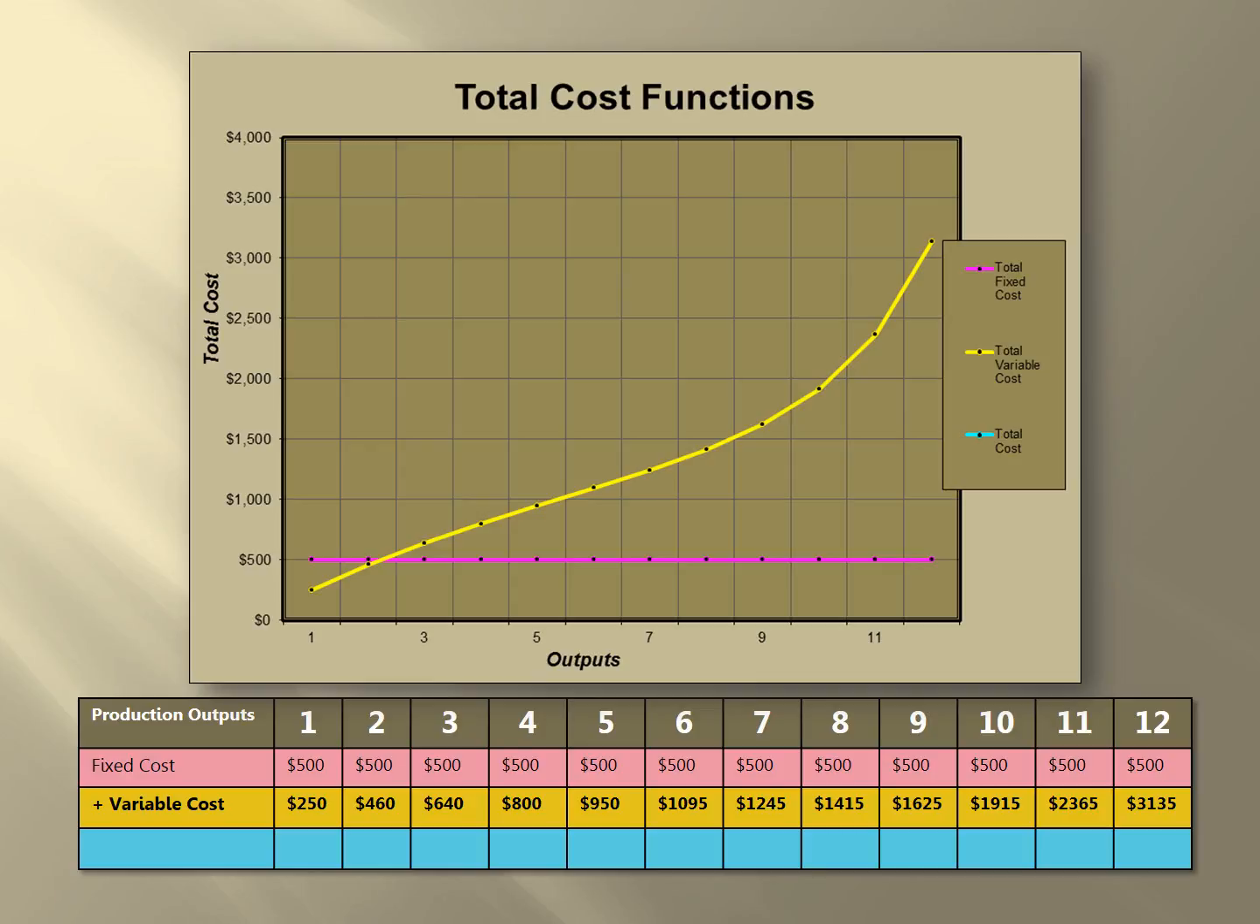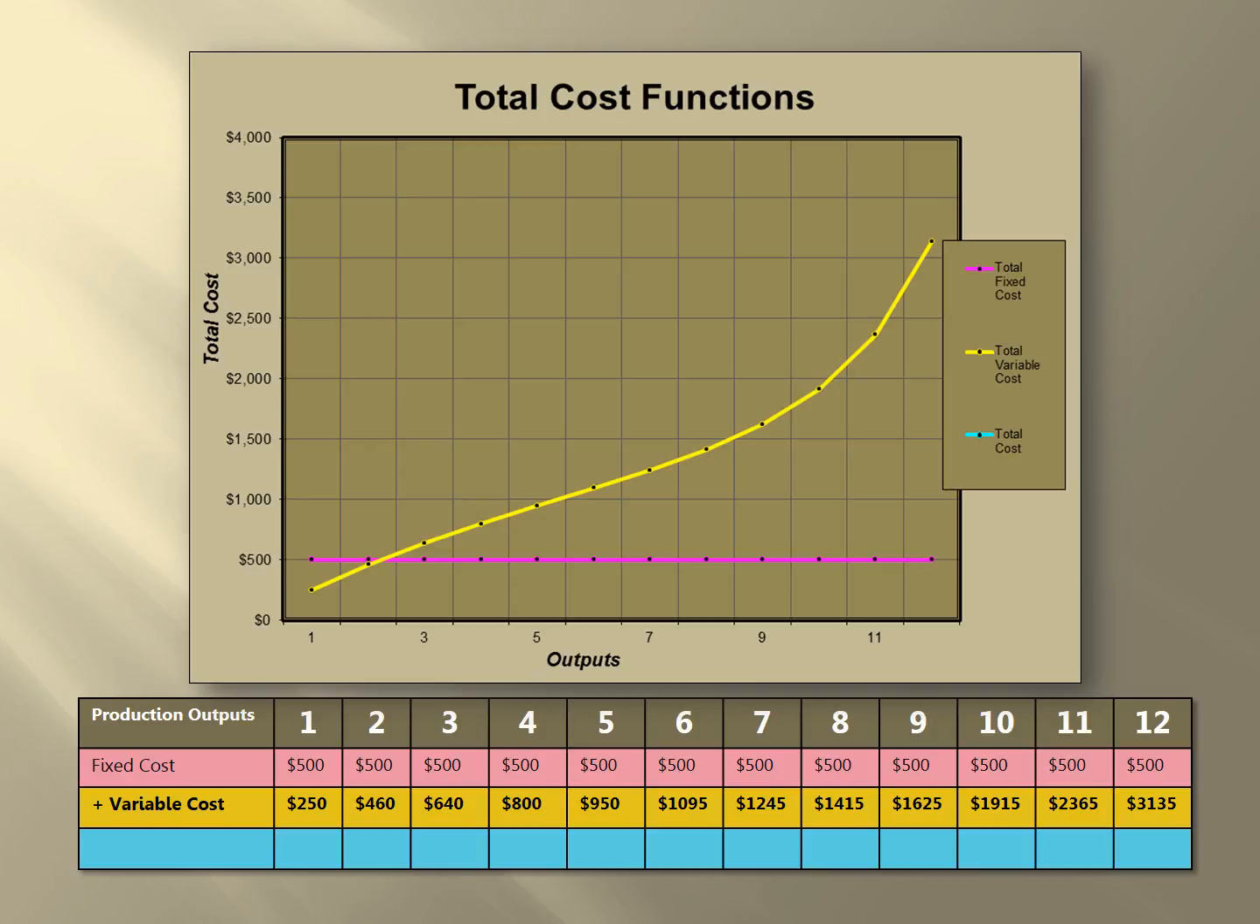However, we can also see that as our total variable costs increase, it does not increase in a linear fashion. There is a point where, as we continue to add outputs, our total variable cost rises fairly slowly. And then we reach a point where, as we continue to add outputs, our total variable cost really starts to climb.